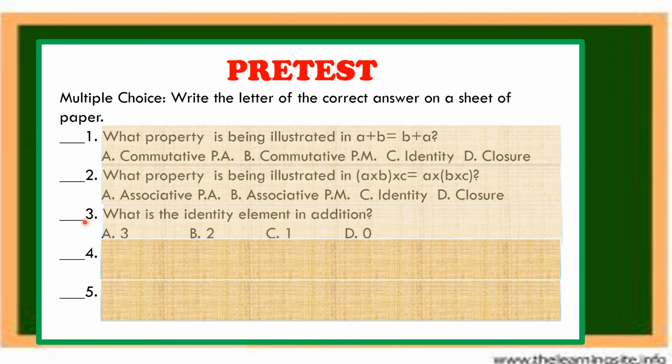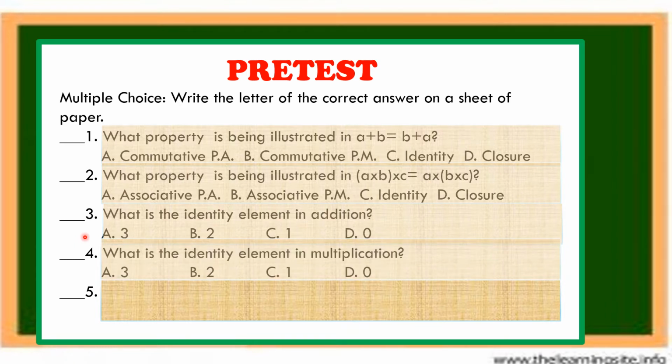Number 3, what is the identity element in addition? Letter A, 3. Letter B, 2. Letter C, 1. Letter D, 0. Number 4, what is the identity element in multiplication? Letter A, 3. Letter B, 2. Letter C, 1. Letter D, 0.